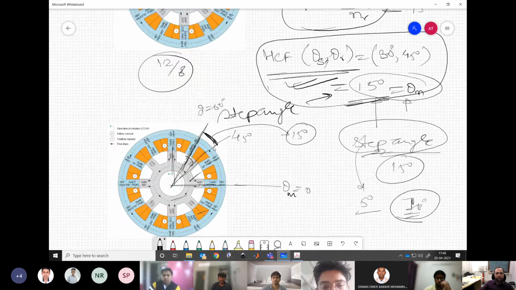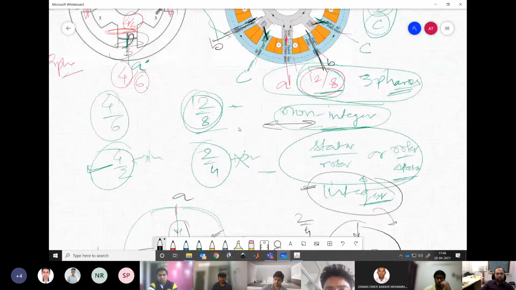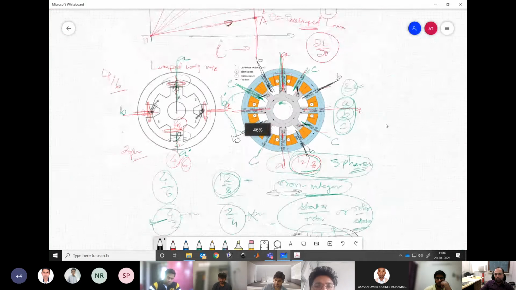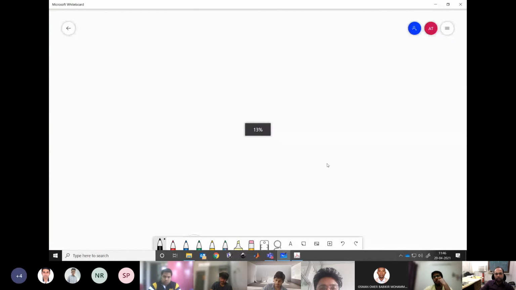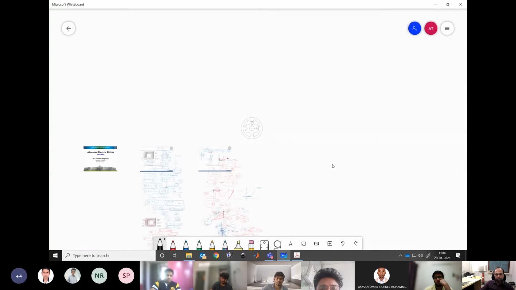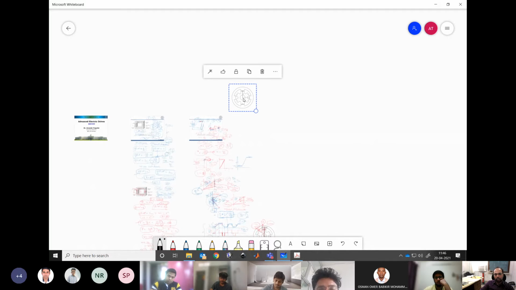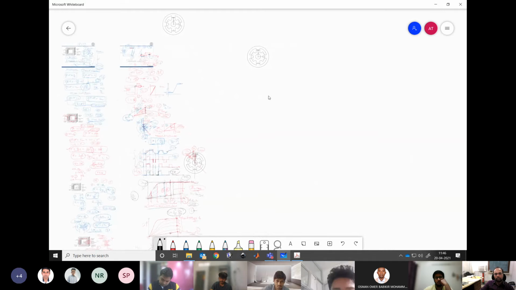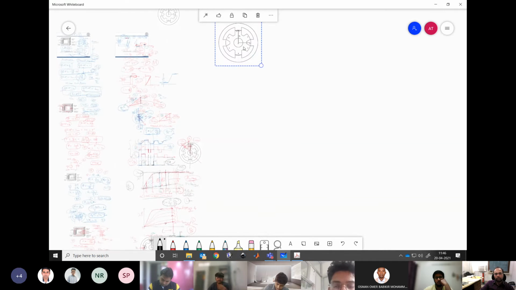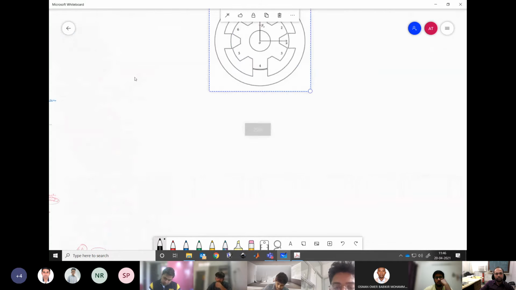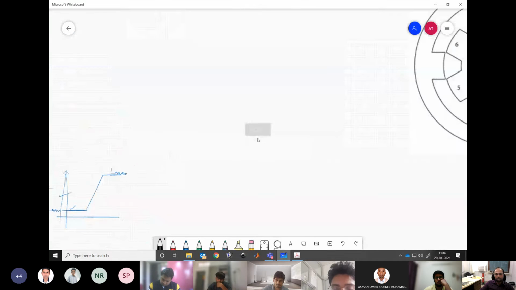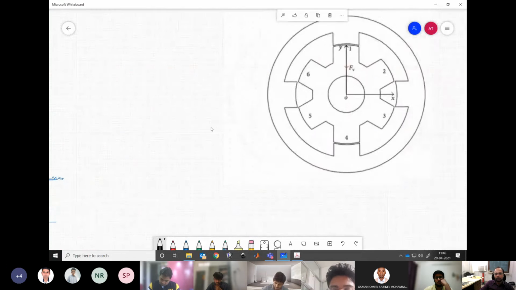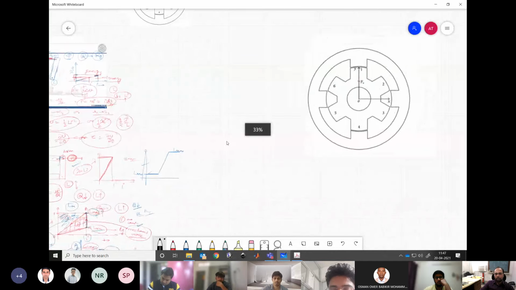Now something like our 4/6 SRM, what would be the step angle? Quickly, can you suggest? What will be the step angle for this? 90 degree? 30 degrees? Yes, 30 degree.